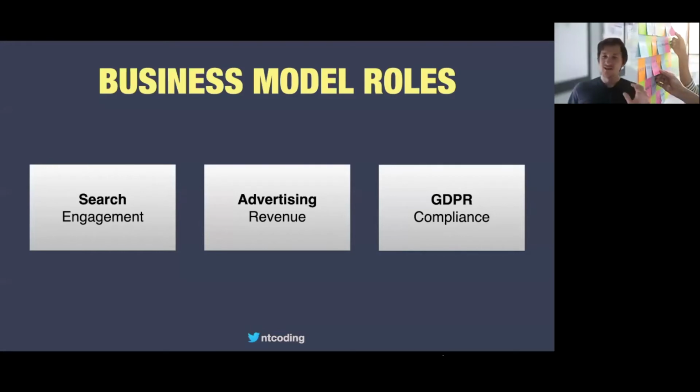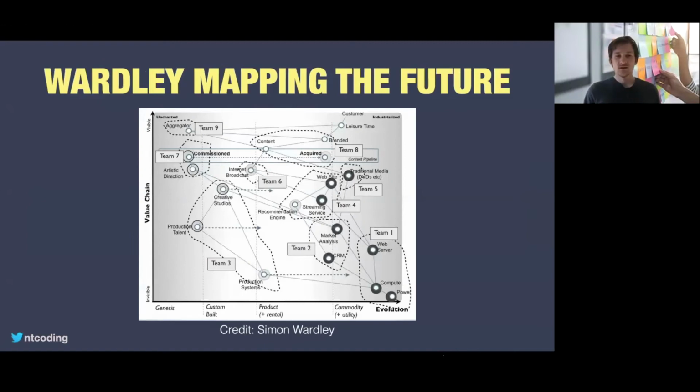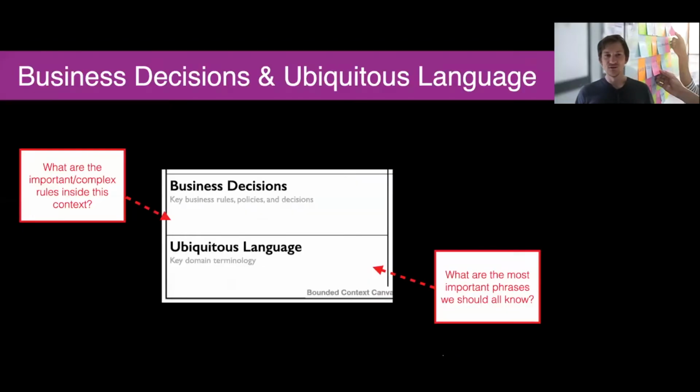So this is why on the canvas, we think the business model role is important. It helps people to think about, why is this context important and what does it do? How does it contribute to the business model? And then for the final part, there's the evolution. There's this concept called Wardley Mapping. As you can see, it's quite complicated. So I'm not going to talk about that today, but I do recommend learning it if you get an opportunity.